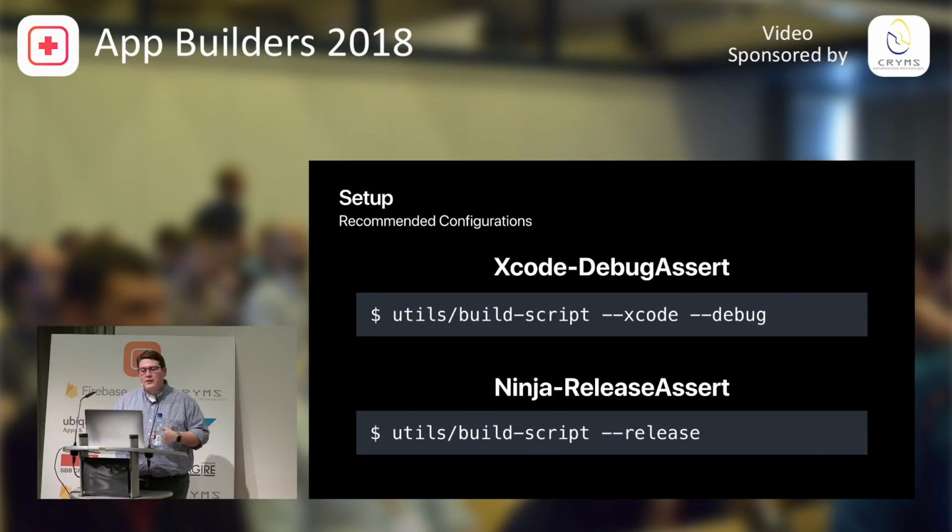The reason we say that, though, is because the build folder is the concatenation of these 3 options: Xcode, debug, assert, Ninja, release, assert. And these are the 2 most common BuildScript invocations that you're probably going to need if you want to build an Xcode project or if you want to build a Ninja project.